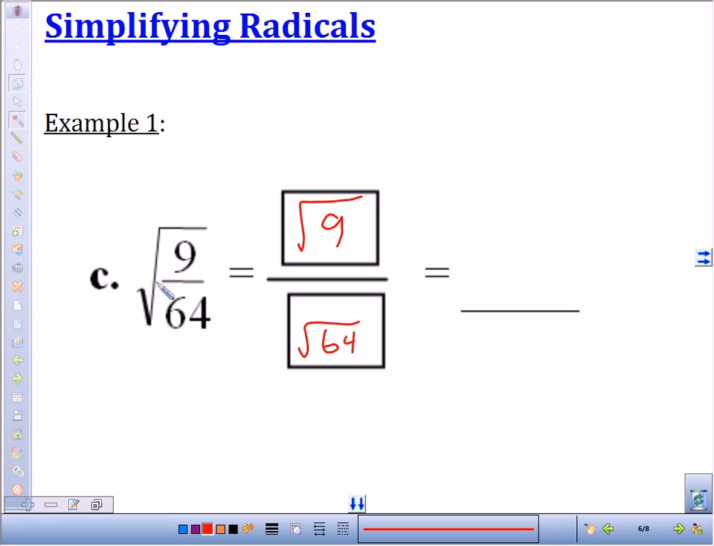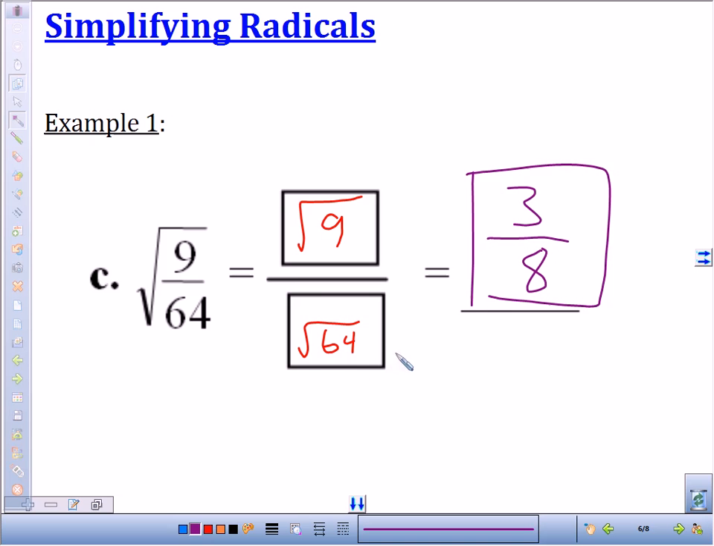That means instead of the square root of 9 over 64, I have the square root of 9 over the square root of 64. And that's easier to deal with because the square root of 9 is 3. The square root of 64 is 8, which makes my final answer 3 over 8.